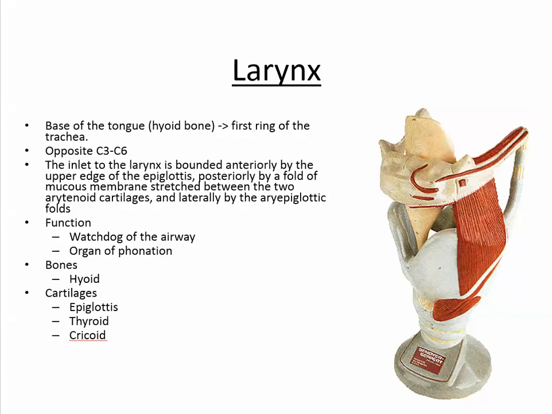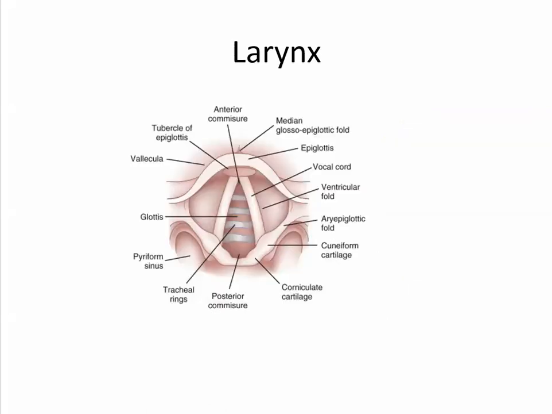The larynx is made up of bone and cartilages, which form the skeletal framework. It is also made up of ligaments, membranes, and muscles. The three cartilages which form the larynx include the epiglottis, the thyroid cartilage, and the cricoid cartilage. This is a picture of direct laryngoscopic examination of the larynx, which shows the vallecula, the anterior commissures, the posterior commissure, the glottic opening, the vocal cords, the epiglottis, and the tracheal rings.